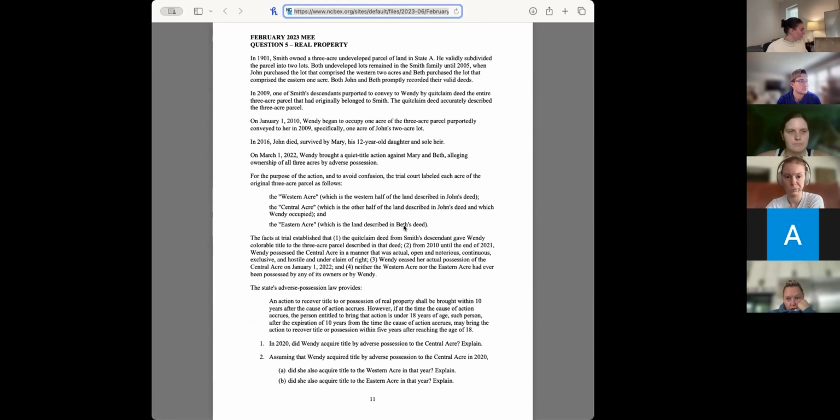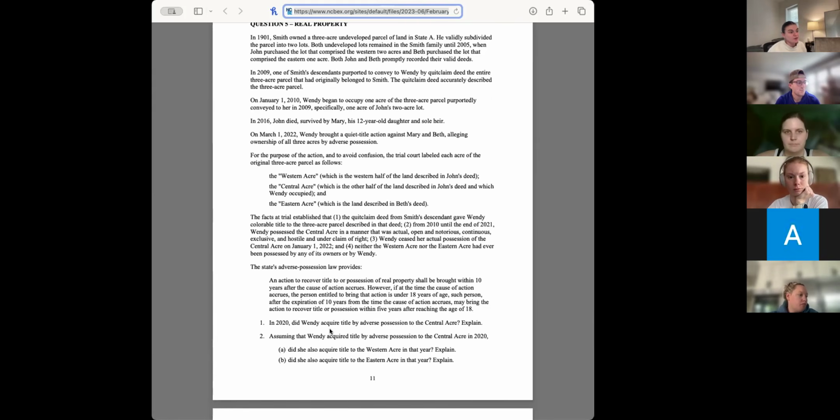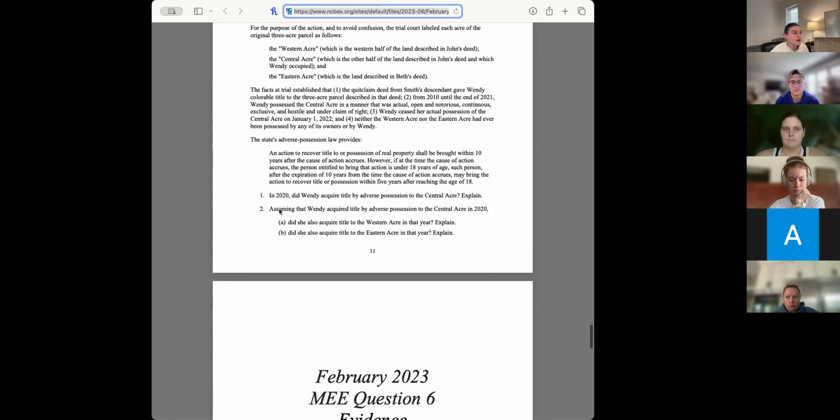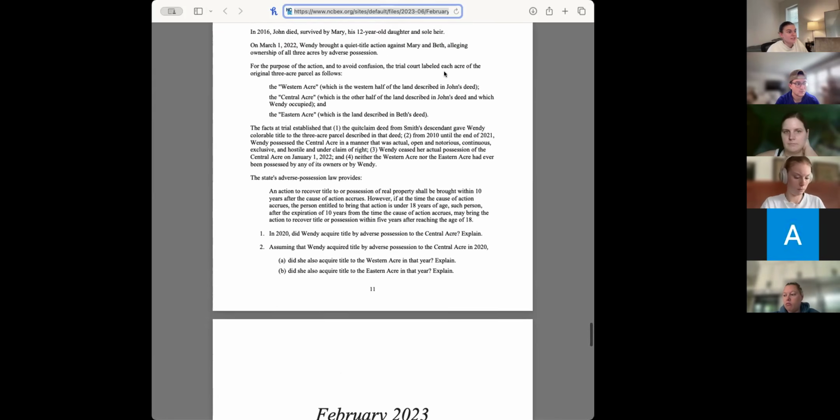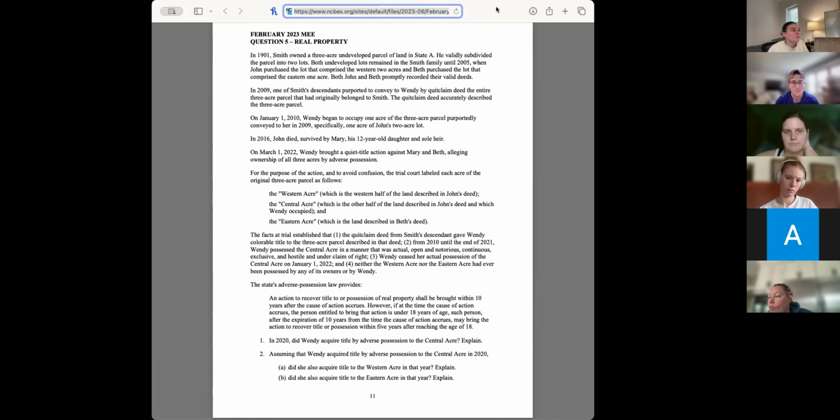The first thing that I always do with my essays is I read the call of the question. So I'm coming down here. In 2020, did Wendy acquire title by adverse possession to Central Acre? And then, assuming that Wendy acquired title by adverse possession to Central Acre in 2020, did she also acquire title to Western Acre in that year? Did she also acquire title to Eastern Acre in that year? Explain. Okay. So, based off of that, what can you all tell me about adverse possession?